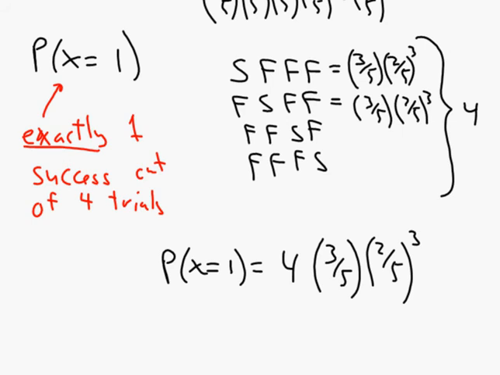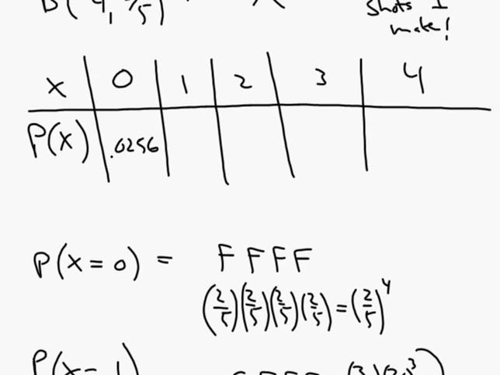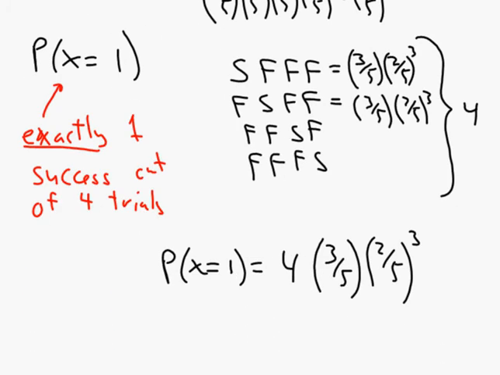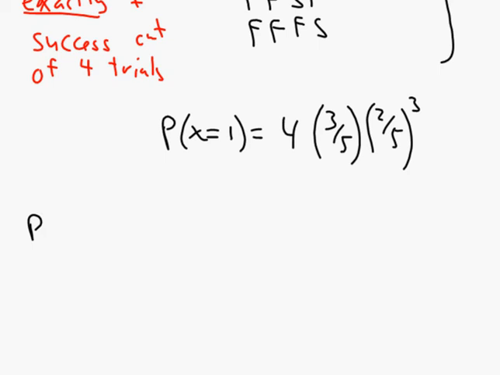All right, so it looks like you're going to get 0.1536. So you can see we're creating a probability distribution here. All right, let's consider the next case, the probability that x equals 2. And we're going to write out all the cases here, and then at some point you're going to say there must be a faster way. And it turns out that there is.